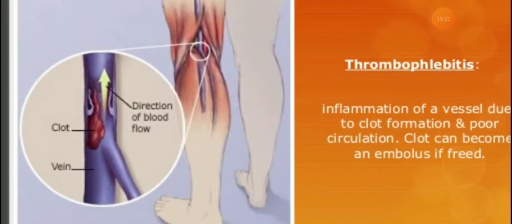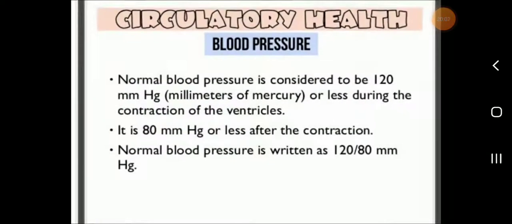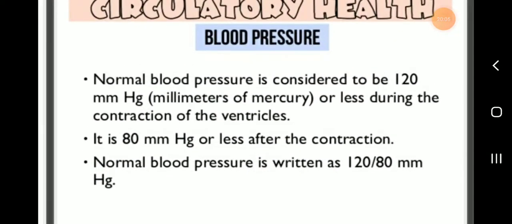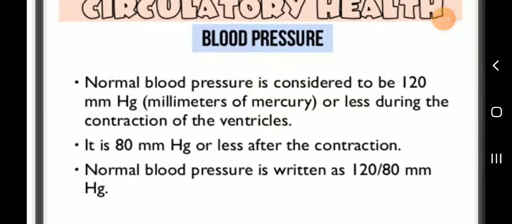Listen, the direction of blood flow clots the vein. Next, blood pressure. Normal blood pressure is considered to be 120 millimeters of mercury. mmHg means what? Millimeter of mercury. That is during the contractions of the ventricles. It is 80 millimeters of mercury or less after the contractions. Normal blood pressure is written as 120/80 mmHg.